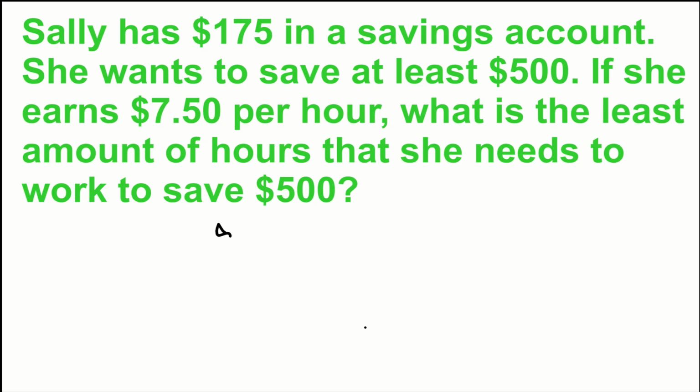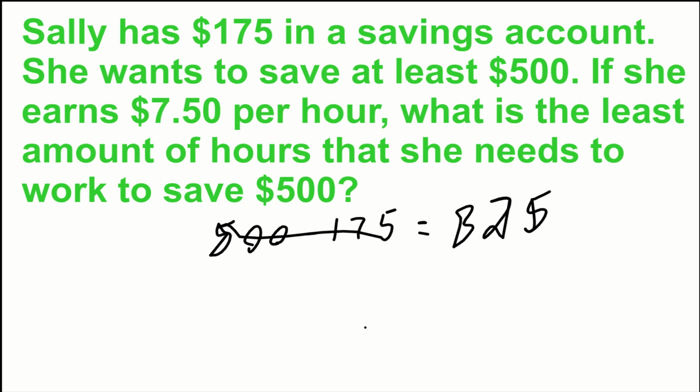All right, so Sally needs 500. So start with the 500. She already has 175. That means she needs 325 more dollars. Okay? Then we divide. We take the 325 and divide by the 7.50.